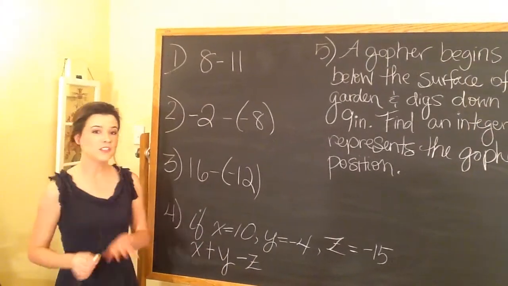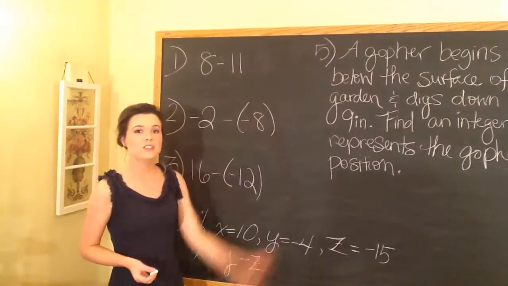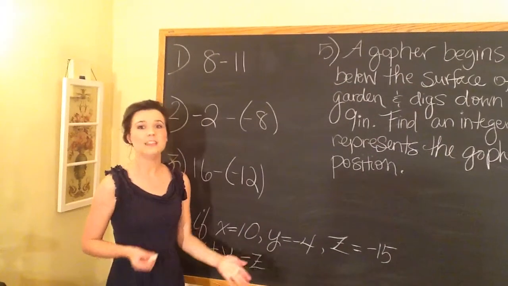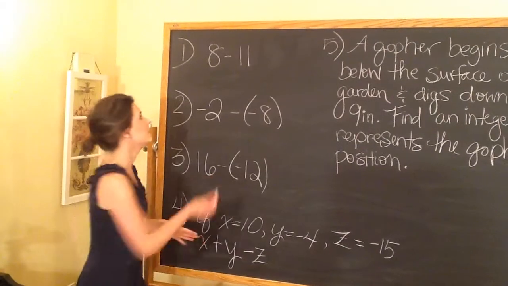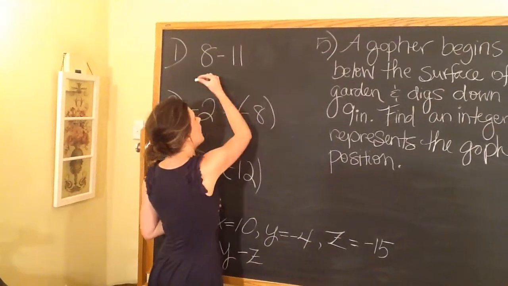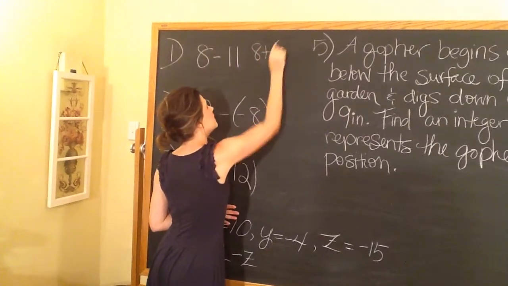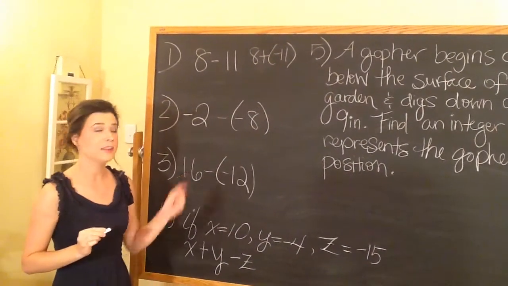Alright, let's look at our first example. Our first example says 8 minus 11. Just a second ago we talked about how if you're subtracting a number, you can add its inverse instead, and that might be a little bit easier sometimes. So let's practice this. Instead of saying 8 minus 11, it might be easier for you to think 8 plus -11.